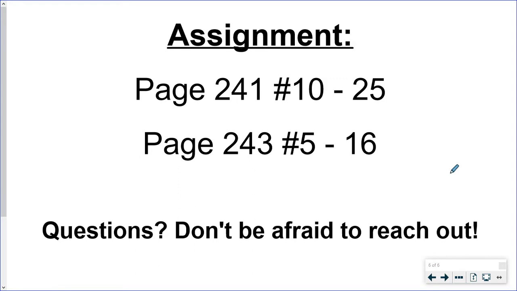All right, so if you take a look at your sheet, you'll see that your assignment is actually covering 2 pages today. On page 241, you are going to be responsible for doing numbers 10 through 25. And again, all of your problems today are very similar to the examples that we did in this video. There are no word problems in your lesson for today, so hopefully that's good news. The second part of your assignment is going to be to do page 243 as well, and you're going to do numbers 5 through 16. So these would be the 2 pages where your assignment is located.